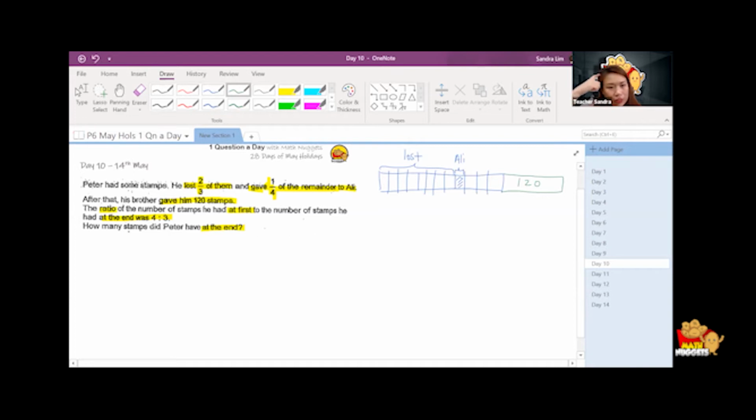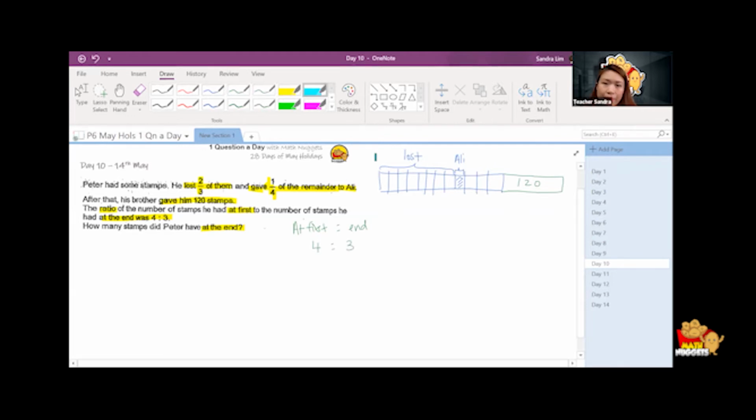So next, the question tells us that the ratio of what he had at first to what he had at the end was 4:3. Now, at first is to at the end, they say 4:3. Now let's look at our model, okay?